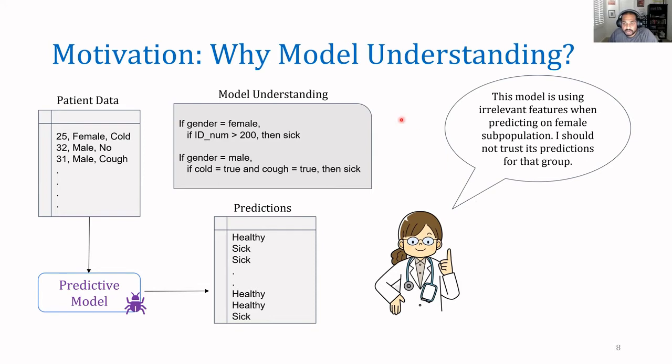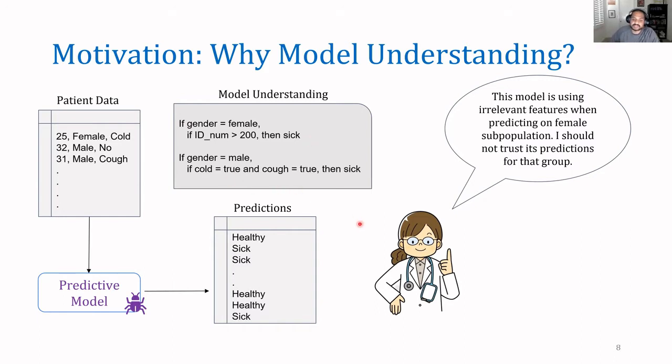And you can get model understanding that looks like these rules where it says, oh, if the gender is female and something else is going on, then predict that it's sick. Otherwise, if the gender is male, blah, blah, blah, and some other symptoms, then it's sick, right? And so maybe these features make sense, maybe they don't, but now the doctor can actually look at them and say, okay, this model is using irrelevant features when it's predicting on females, and for the males, it looks like what I would do.